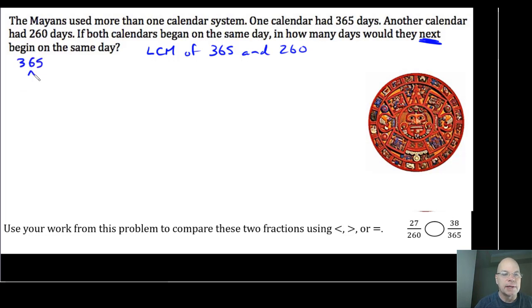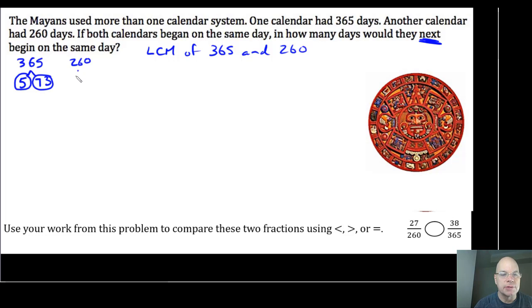365. It's not divisible by 2. 3 plus 6 is 9, plus 5 is 14. It's not divisible by 3. It's not divisible by 4. It's divisible by 5. Certainly it ends in a 5. 5 multiplied by 70 would be 350. And multiplied by 73 would be 365. 73 is also prime, so that factor tree is done.